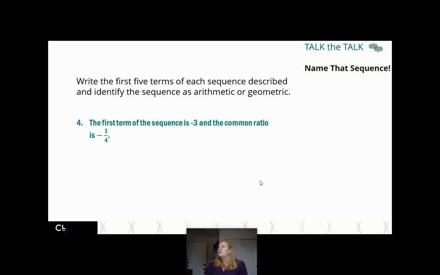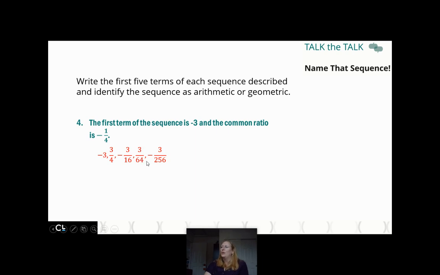The first term of the sequence is -3, and the common ratio is -1/4. Since I see common ratio, that says to me I should be multiplying. So I'm going to multiply my -3 times -1/4. I'm going to leave my answer as a fraction because that's going to make it so much easier. So -3 times -1/4 gives me positive 3/4. Times -1/4 gives me -3/16. Times -1/4 gives me a positive 3/64.